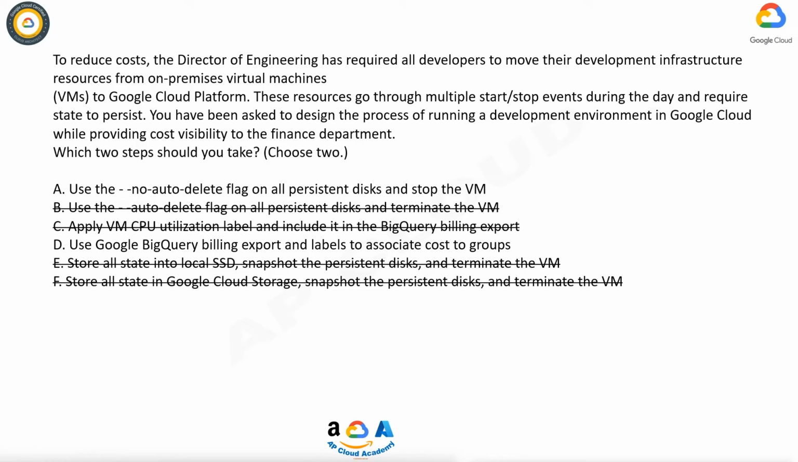A. Use the No Auto Delete flag on all persistent disks and stop the VM. D. Use Google BigQuery billing export and labels to associate cost to groups.